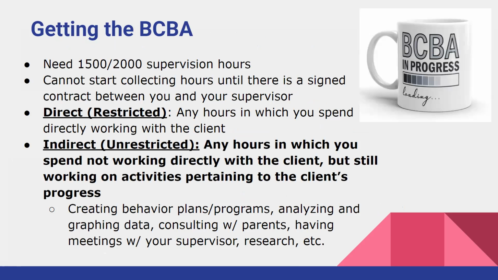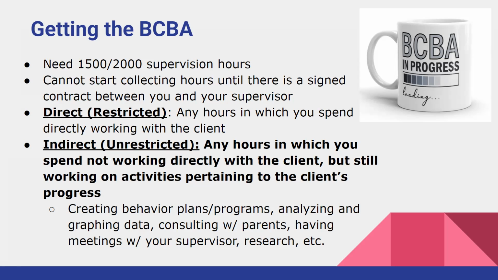Okay, so first we're going to start off with the BCBA. So how do you get the BCBA in the first place? So you need to accrue 1,500 hours or 2,000 supervision hours, depending on if you are planning to finish your hours before 2022 or after January 1st, 2022. So you cannot start collecting hours until there is a signed contract between you and your supervisor. So once you sign your contract, then you can start accruing hours. And 50% of those hours must be indirect.